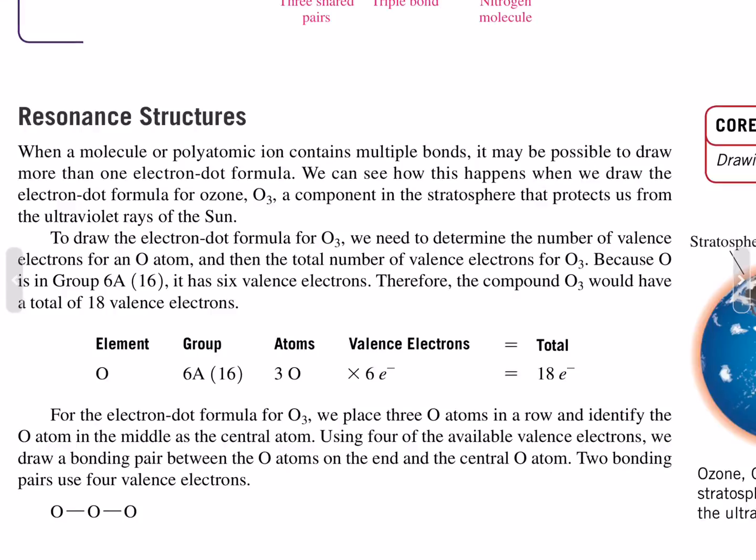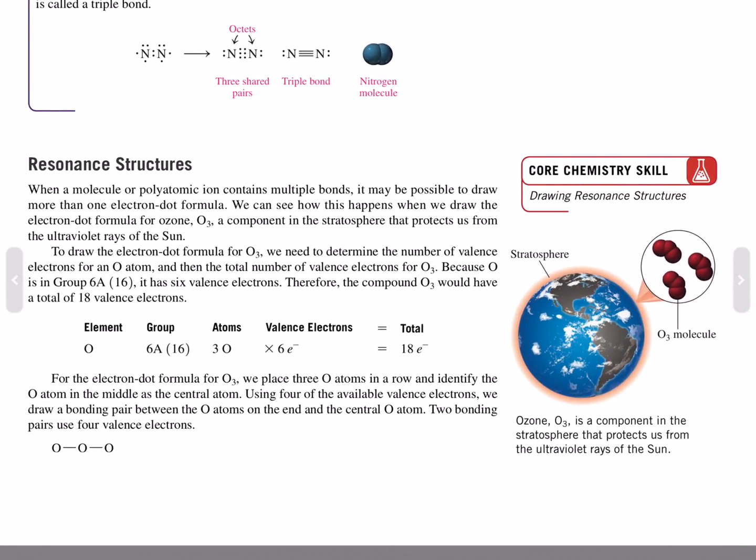Resonance structures. When a molecule or polyatomic ion contains multiple bonds, it may be possible to draw more than one electron dot formula. We can see how this happens when we draw the electron dot formula for ozone, O3, a component in the stratosphere that protects us from the ultraviolet rays of the sun. To draw an electron dot formula for O3, we need to determine the number of valence electrons for each oxygen atom, and then the total number of valence electrons for ozone. Because oxygen is in group 6A, it has 6 valence electrons. Therefore, ozone has a total of 18 valence electrons.